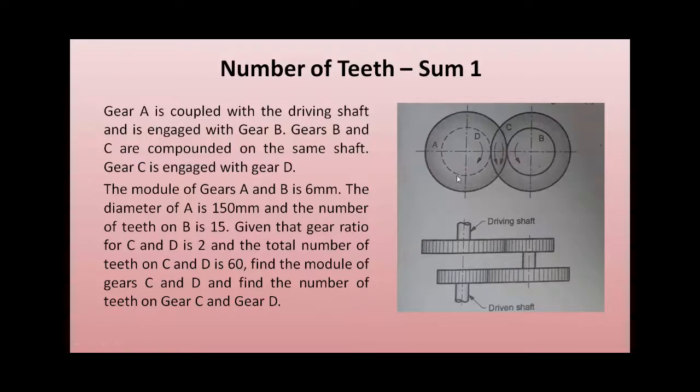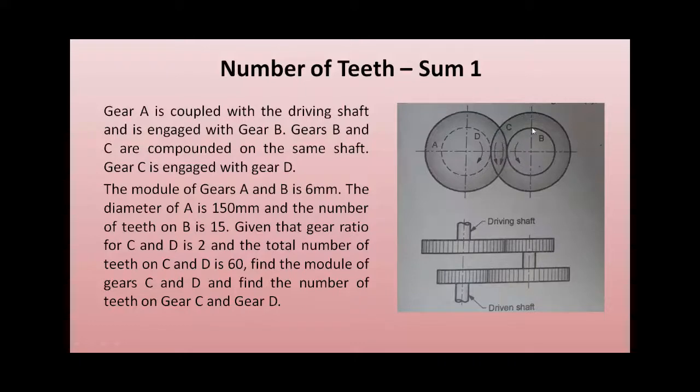Okay, so in this example, your driving shaft is connected to gear A. So A is your driving gear. Then A is transmitting power to B. This is A. A is rotating in the clockwise direction and it is transmitting power to B. Because A is rotating in the clockwise direction, B will be rotating in anti-clockwise direction.